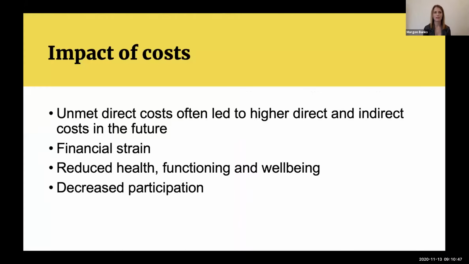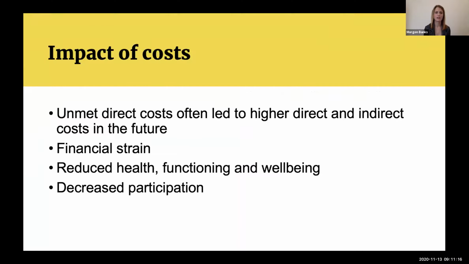I'll talk briefly about the impact of costs. So one thing that's important to note is that unmet direct costs often led to higher direct and indirect costs in the future. So you might have, for example, someone who is unable to afford a basic medical procedure early on in disability onset, and that led to worsening severity and worsening participation restrictions.